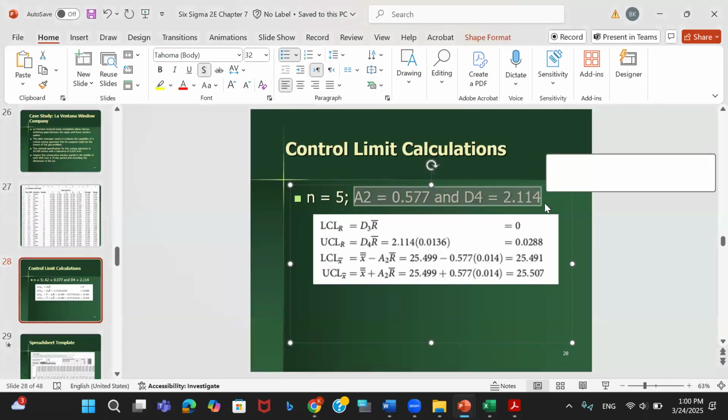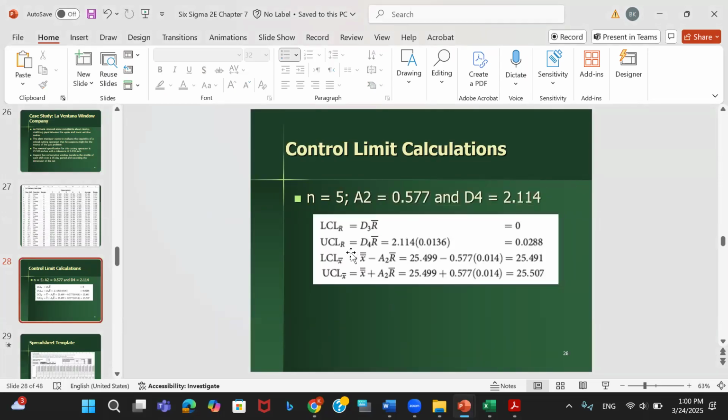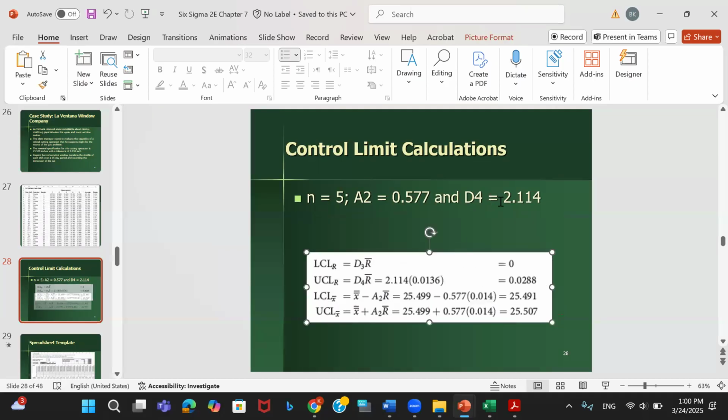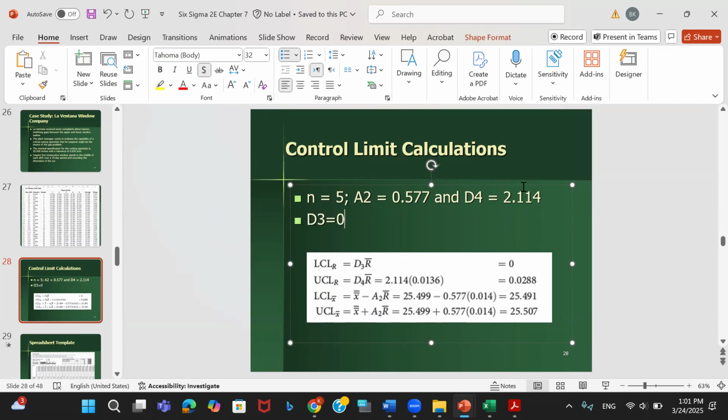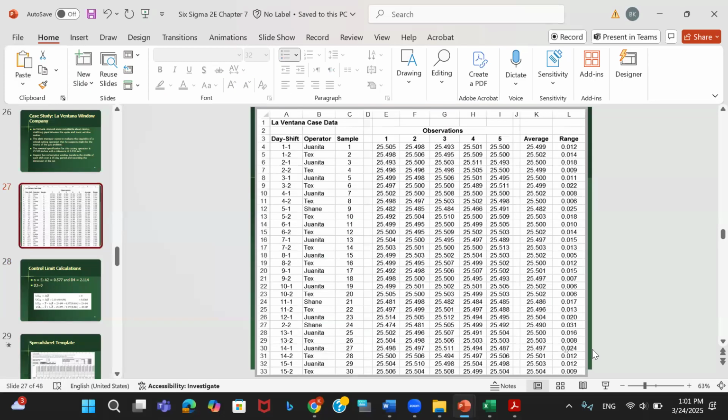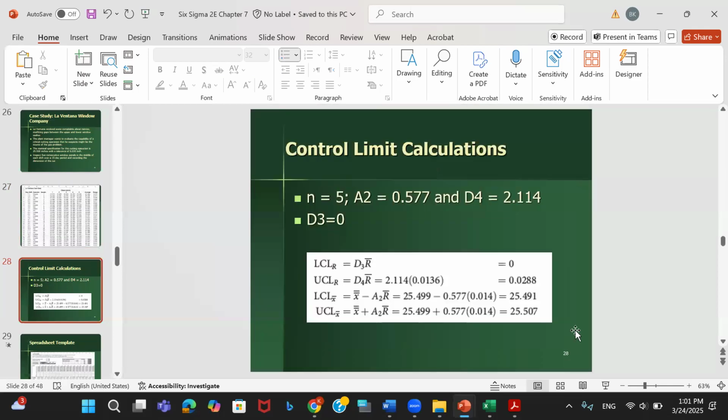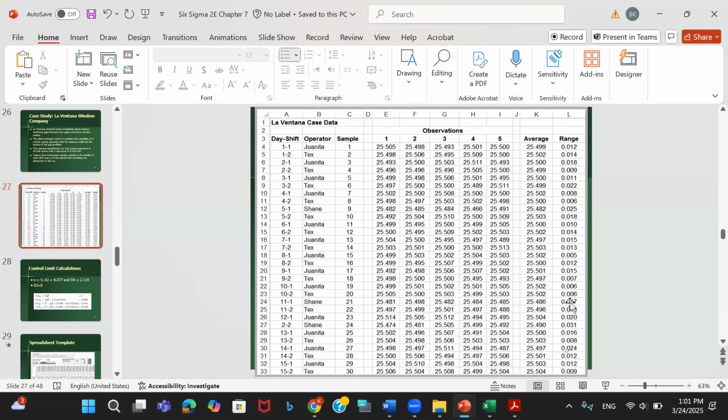I put this here, and then I say the lower control limit for the R chart is D3 times R bar. We said D3 is 0, right? So let me add D3. We found it from the table. D3 is equal to 0. So the lower control limit for R is 0. The upper control limit is D4, which is 2.114, times the average of ranges, which I found from here. You see these ranges? I find the average for these.